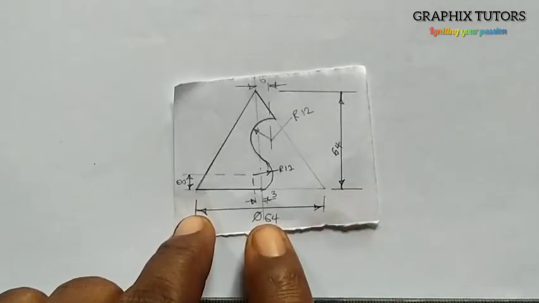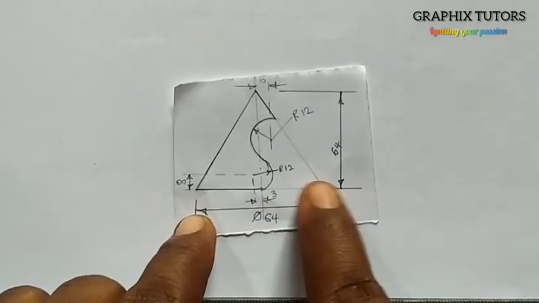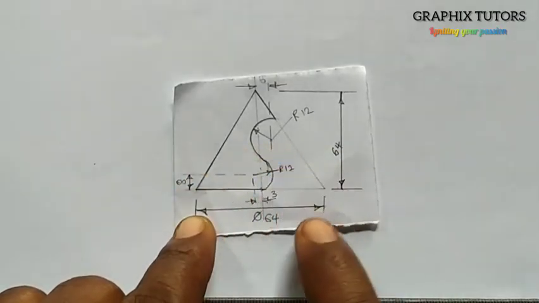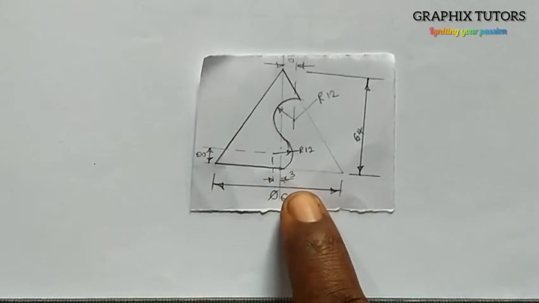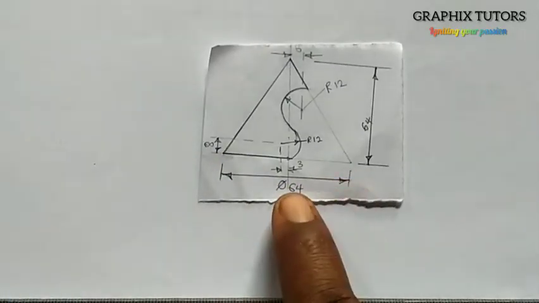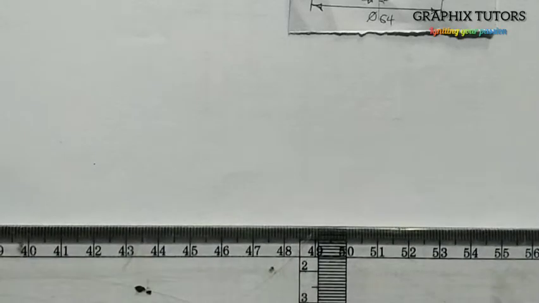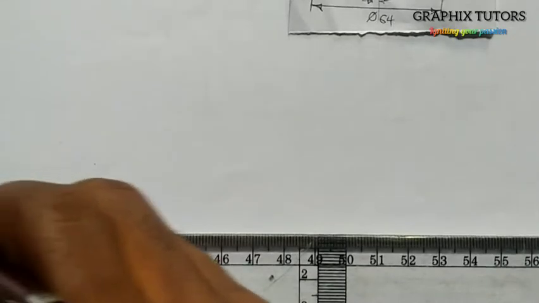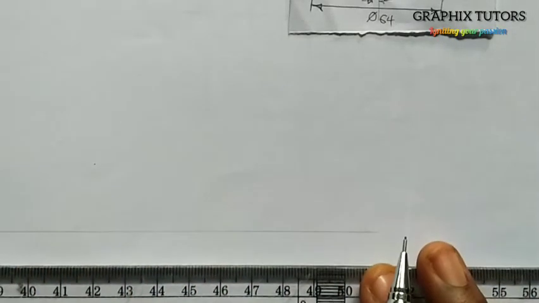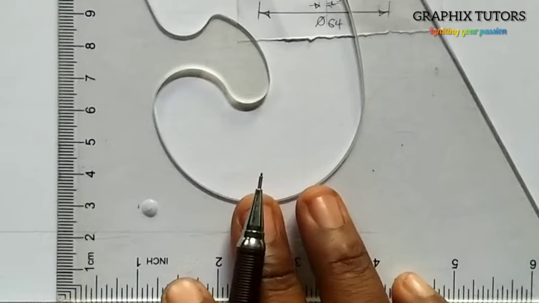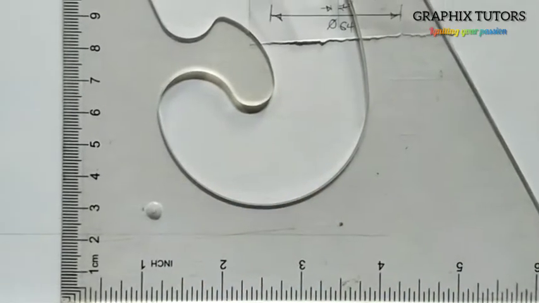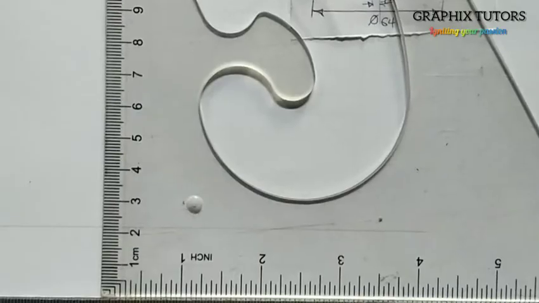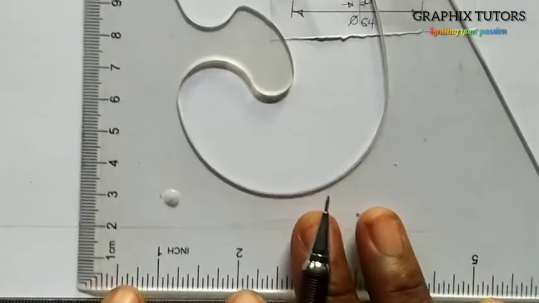So first of all, since the diameter is given, it shows that this cone has a circular base, right? So I'll first of all start by drawing my circular base of diameter 64. So what I'll just do is to take my T-square and draw my horizontal line this way, right? And use my set square to look for a point, a center, and draw.